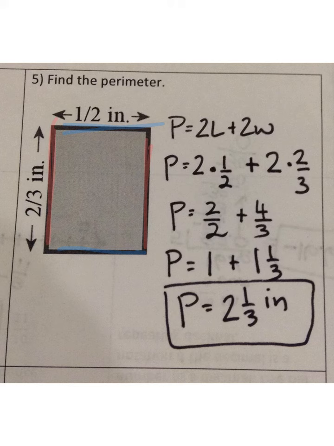And down at this part right here, I changed 2 over 2 to 1 whole. And 4/3 is 3 goes into 4 once with 1 left over. Add the whole numbers, 2 1/3 inches.